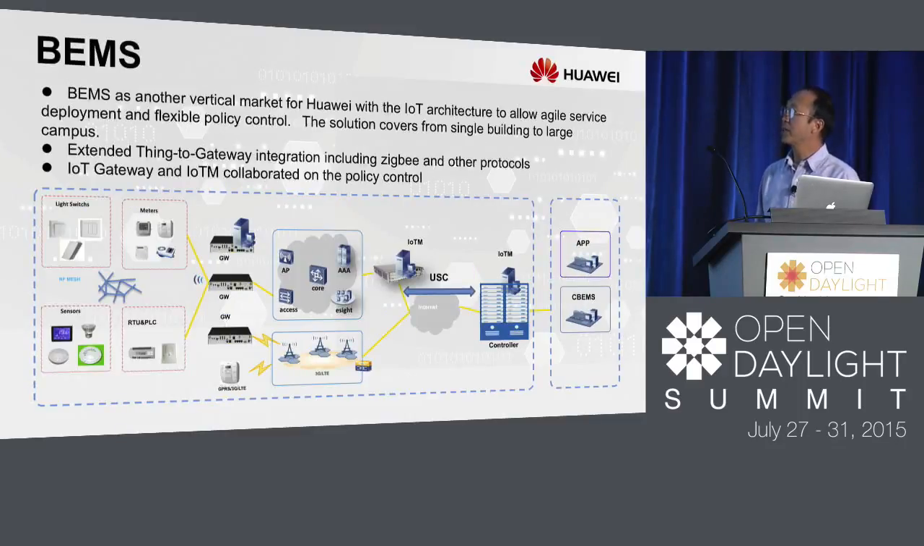The next solution we call BEMS, building energy management system. BEMS is another vertical market Huawei is getting into, using this IoT architecture for the purpose of agile service deployment and flexible service control. For now, the solution covers from one single building to a whole campus. In this solution we have a lot of light switches, meters, sensors, and also the communication parts back to the gateway. And the gateway communicates back to the traditional enterprise edge. This edge will be controlled by the SDN controller in the cloud or in the corporate headquarters. This provides further service on top for different types of service control in the BEMS and all other types of applications.